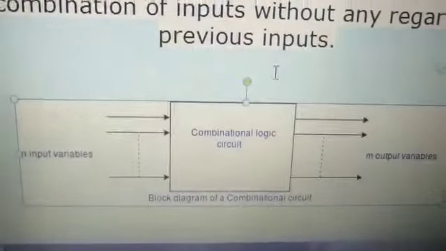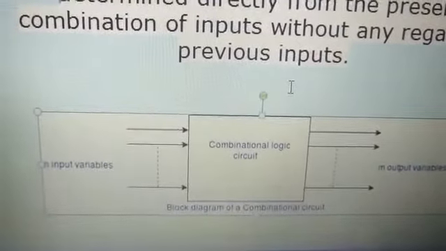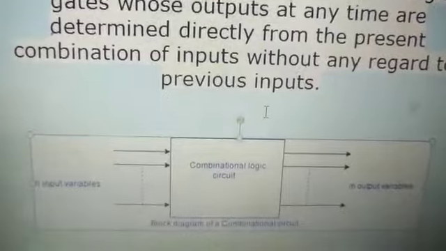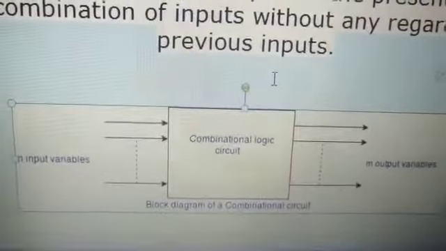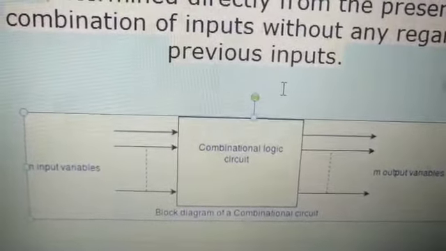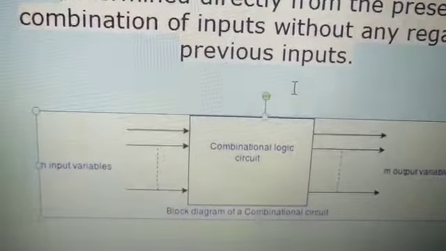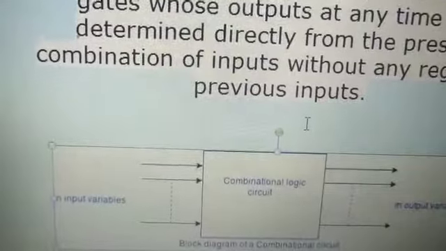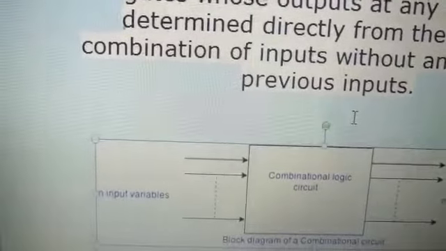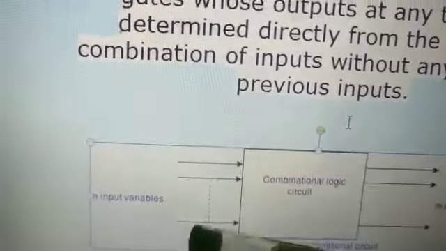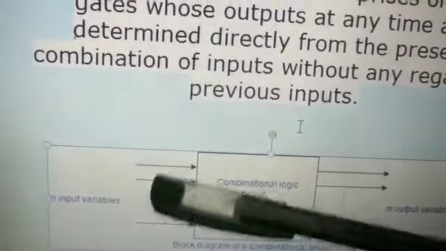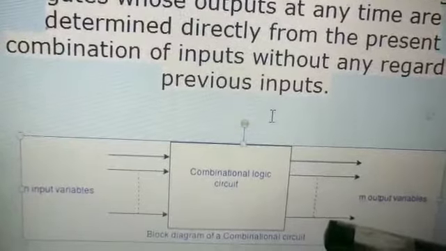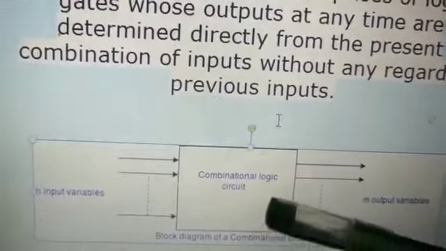This is called the block diagram. For each and every combinational circuit, you have to mention the block diagram. What does this block diagram explain? This square box represents a combinational logic circuit, and these arrows represent that we can give n number of inputs to the combinational circuit, and depending upon the n inputs we can get m number of outputs through this circuit.